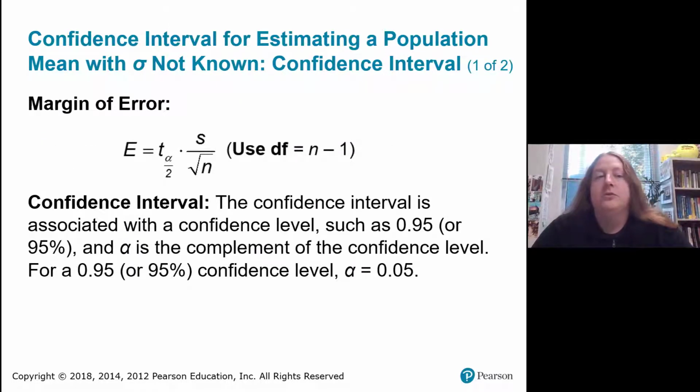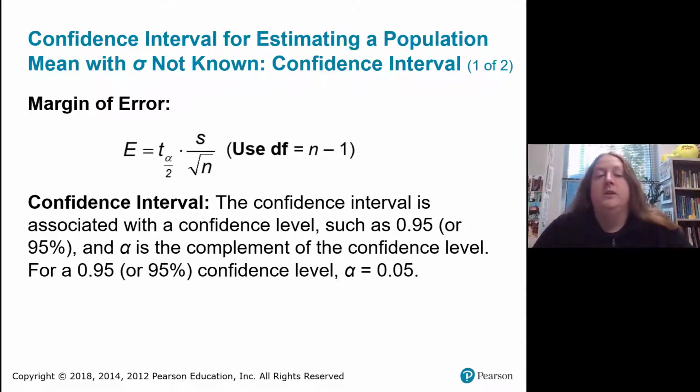So in order to construct a confidence interval, we need a margin of error, just like we did when we were talking about the population proportion. So the margin of error is going to be determined by taking t sub alpha divided by 2. We'll talk a little bit more about that t sub alpha divided by 2 in a minute. And then we're going to multiply that times our sample standard deviation s divided by the square root of our sample size n. And we'll be using df equals n minus 1. We'll also talk about what that df thing means in just a minute as well.